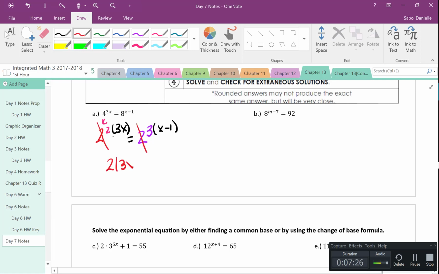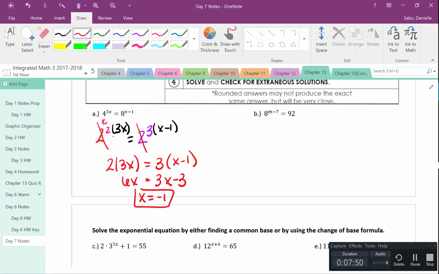Good. Now we can drop the logs, get rid of them, and we can solve. Go ahead and solve this one. You guys got this. Okay, this is a review basically from yesterday. When you're done, only take a look up and see how you did.